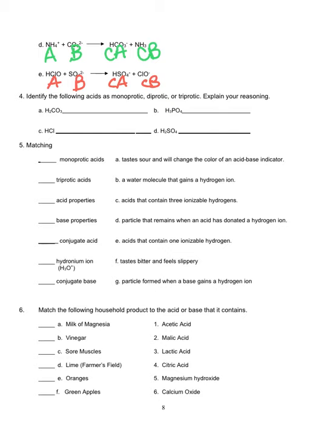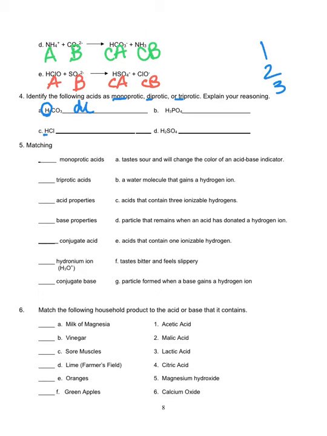Now, the next part we look at: mono, di, tri. Mono means one. Di means two. And tri means three. So we can call acids monoprotic, diprotic, or triprotic, which means how many H's they have to donate. So if you're looking at this guy right here, H2, do you think that's mono, di, or tri? Good job, everybody. H2 means it has two hydrogens to donate, so that would be diprotic.